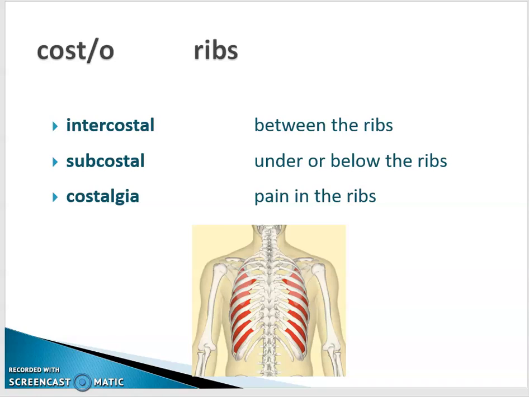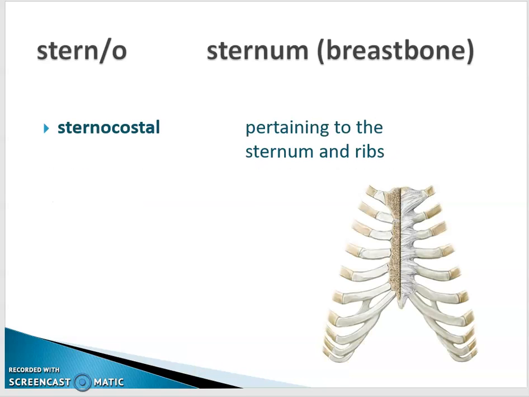pneumothoracic, for instance. If we're going in and we're going to put a puncture in the lung to pull fluid out, then we're going to have to go between ribs. We don't go through the bone. Subcostal means under or below the ribs, and costalgia is a term that means pain in the ribs. So if you were to fracture one, you would have significant costalgia.